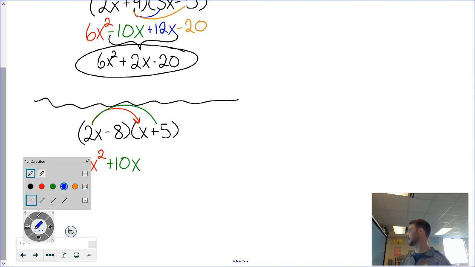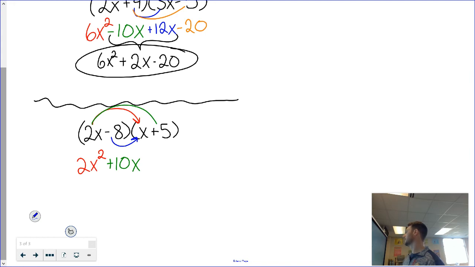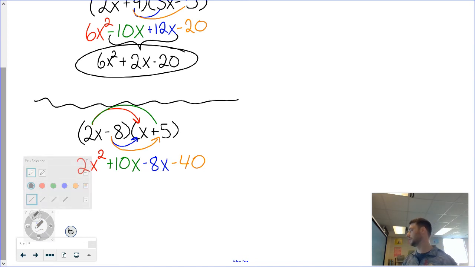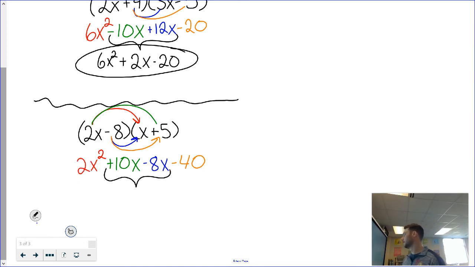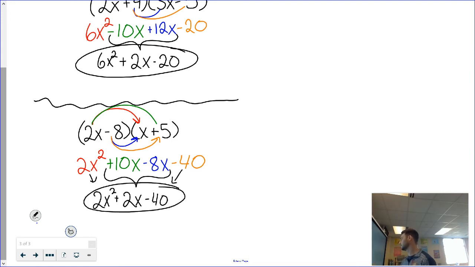We're going to do the inside ones. Negative 8 times x. Well, that's just negative 8x. That's fine. We're going to have the same middle thing. That's interesting. And then our last ones. Negative 8 times 5 is negative 40. Cool. So what happens? Well, these middle terms should be like terms. They are. 10x and negative 8x. Well, that ends up being 2x. Just like above. Weird. That's fine though. Bring these down. 2x squared. This was positive, so plus 2x and then minus 40. This is our final answer right here.